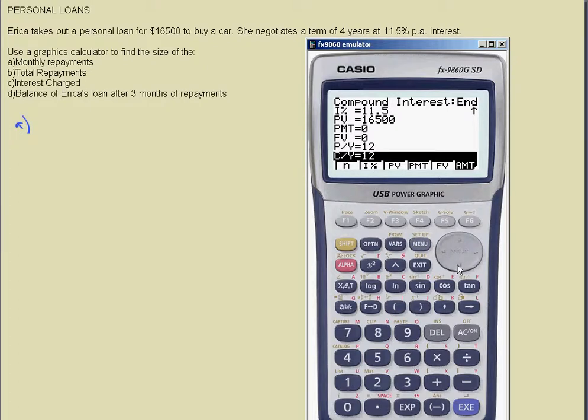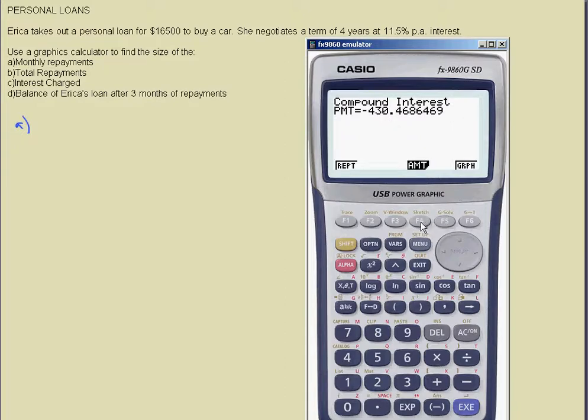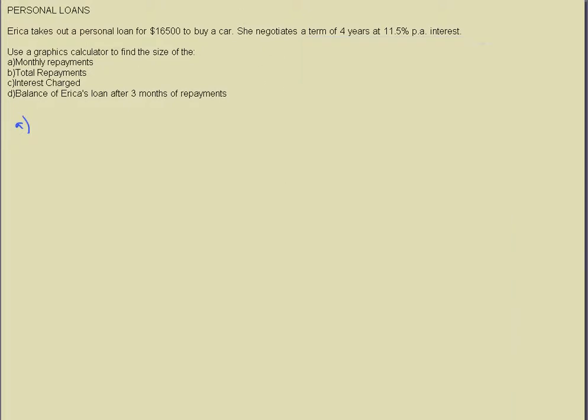And 12 payments per year, and we can assume monthly compounding. So with all that keyed in, you can see here on this menu, payment. That's the one we want to see. So pressing F4 here gives us a payment amount of, okay, it's negative, but for the sake of answering the question, our monthly repayment is $430, and rounding to the nearest cent, 47 cents. $430.47.